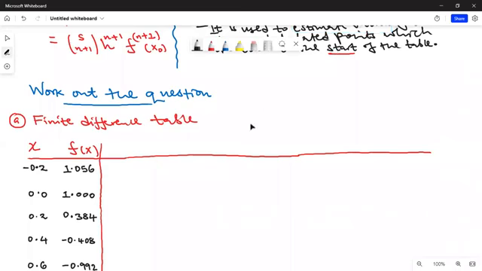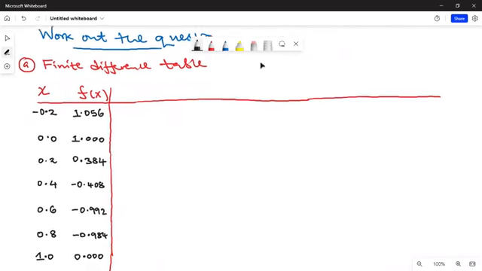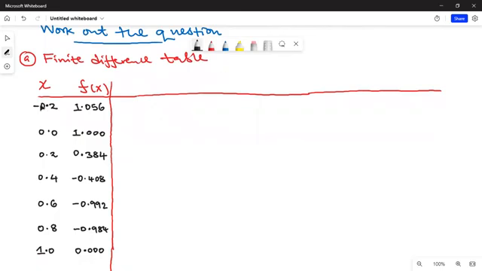So this is the finite difference table. Of course, in the first column, we list the x values. The next column is the f of x values. On the right-hand side of the vertical line, we'll have the differences. We start with the first order difference, that is delta f. As usual, we are subtracting the next minus the previous.